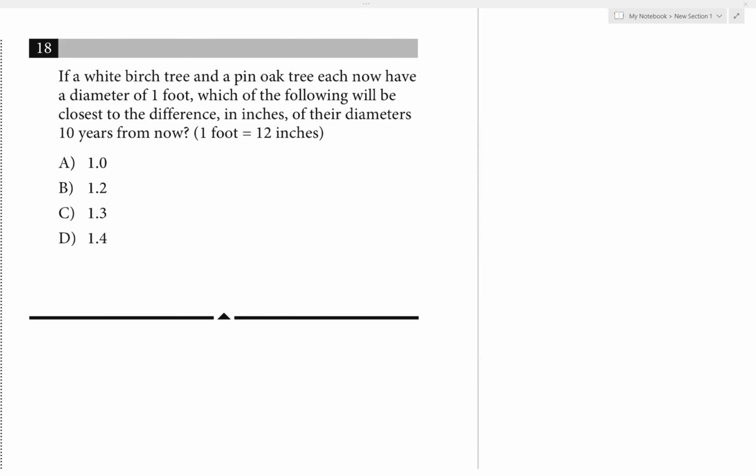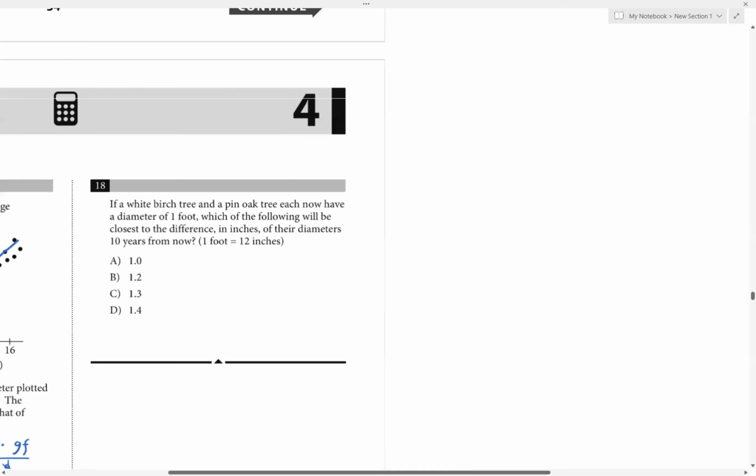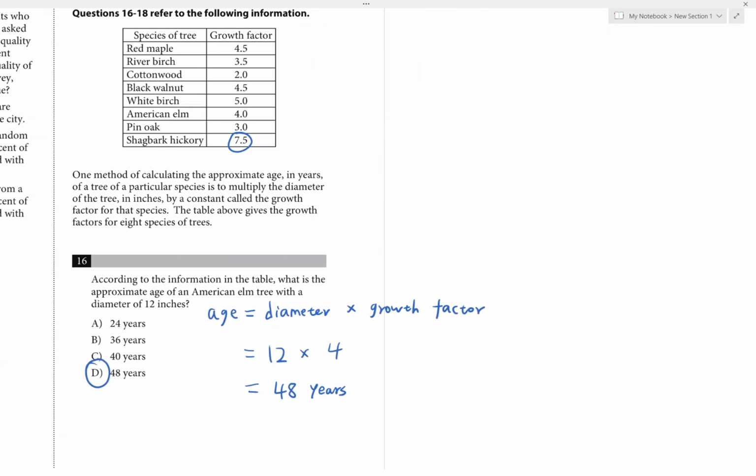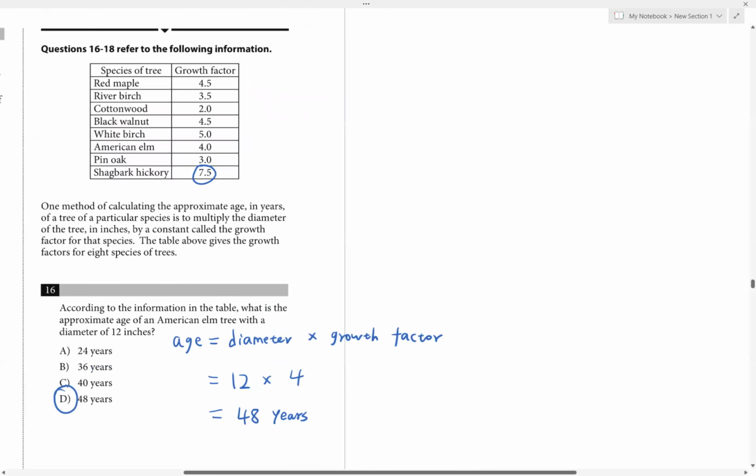So pretty much we have to figure out for each tree what will be the increase in diameter in 10 years, right? So you want to calculate that. If you go back to the background information here, I already talked about this in question 16. The formula that they told us here is H equals the diameter times the growth factor.